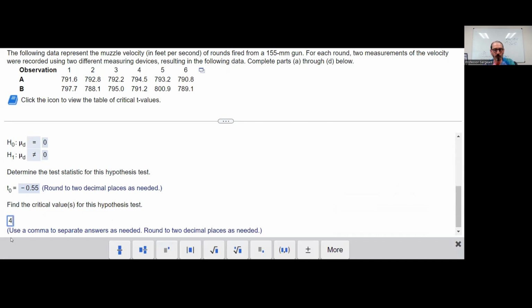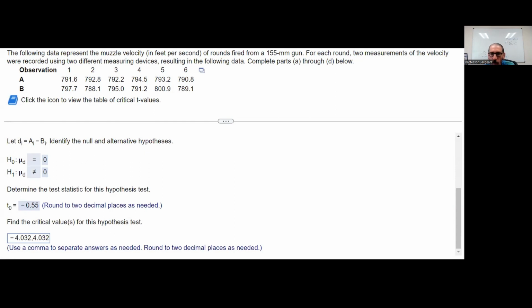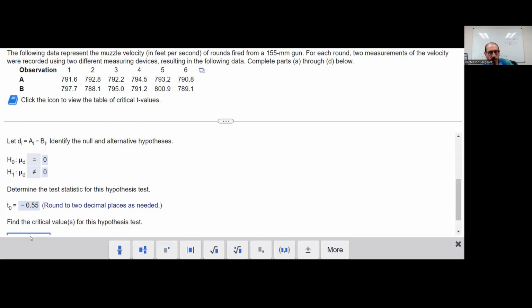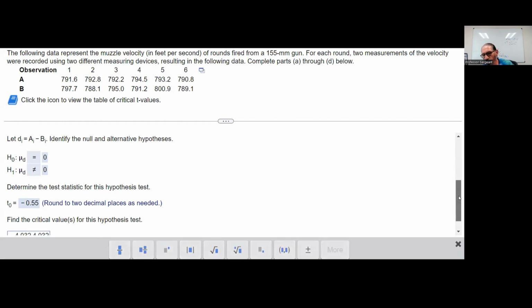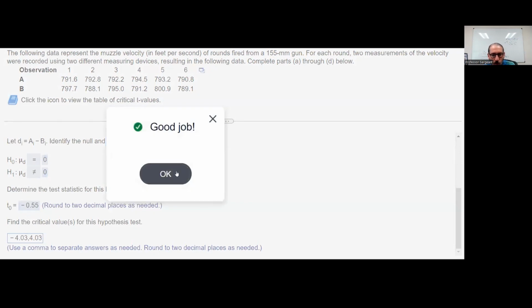Oh, critical values. Okay, this is a two-sided test. They want 2 values here. What would be extreme on the left? What would be extreme on the right? And so I put plus and minus the critical value that I found from the table. Okay, one moment. Okay, I think I know what happened there. For some reason, they want us to round what has already been rounded to 3 places in the table. They're wanting it to 2 places. Okay, we're good.